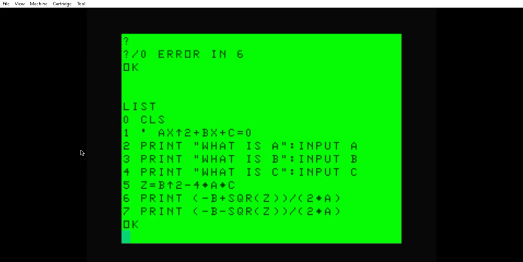So x1 is 1.5 and x2 is -1. And I know it's -1 because the shared factor is x plus 1. So we're going to run this one more time.